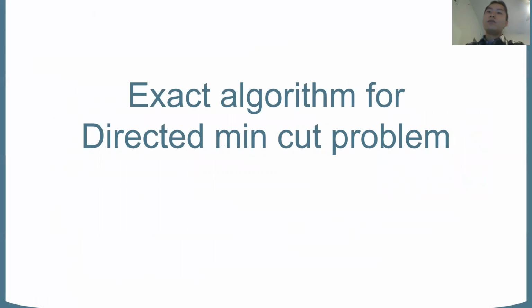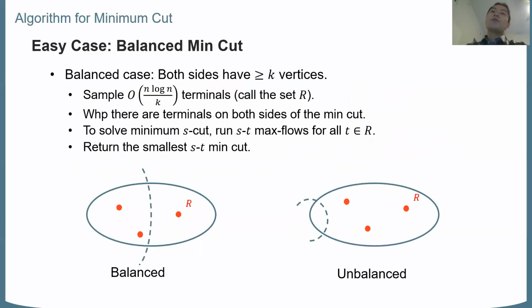In this talk, I will only focus on the exact algorithm for the directed min-cut problem. So our algorithm will divide into two cases, and the easy case will be when the cut is balanced. That is, both sides have at least k vertices for some parameter k, which is roughly root n.